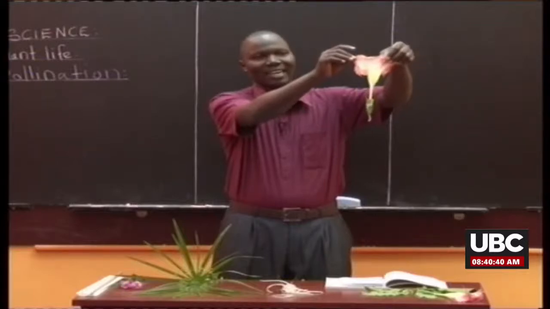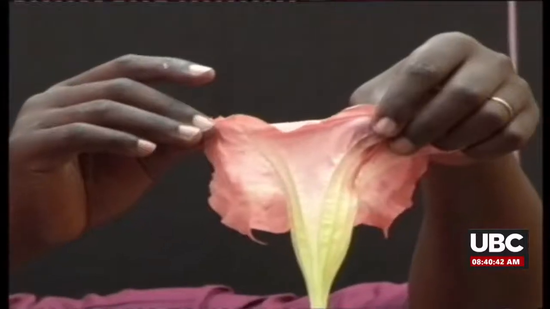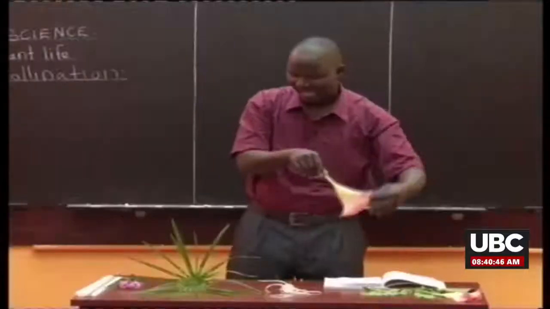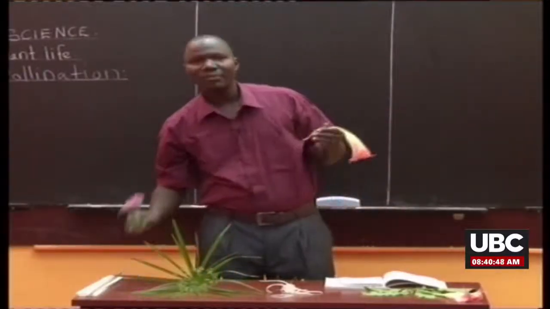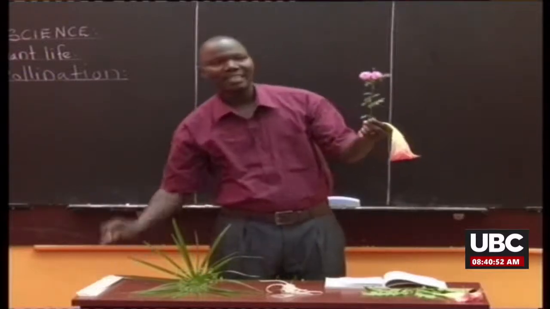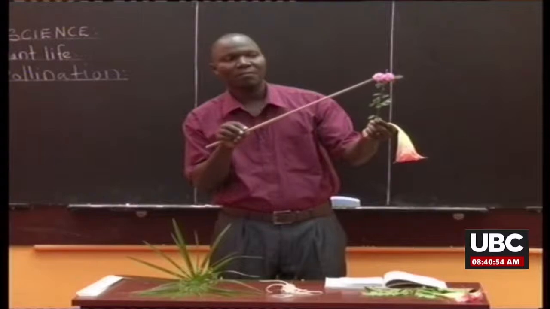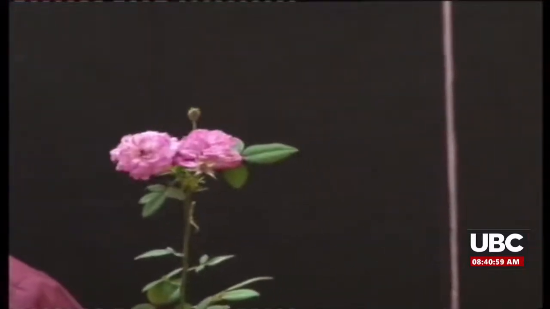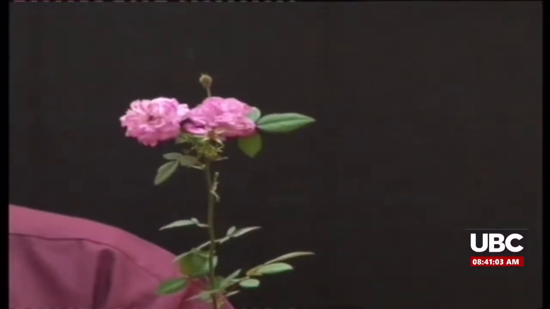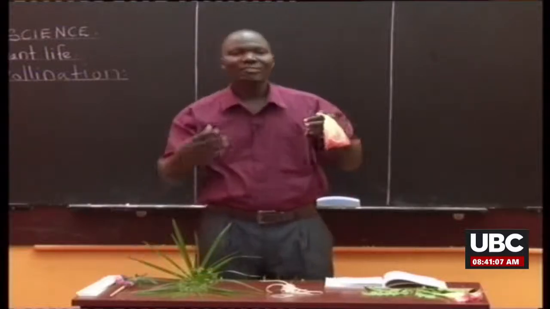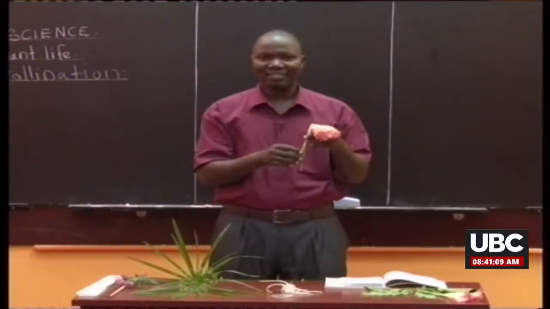And then we had that brightly colored part, the part that I'm holding. Children, let's look at that. They could be of different colors. These parts of the flower we call petals. Petals is the name of this part, and we say they attract pollinators.